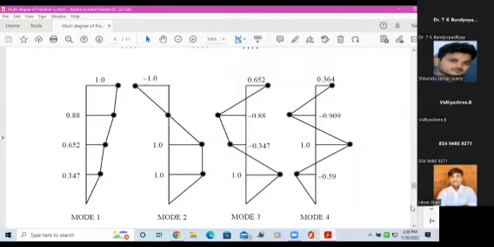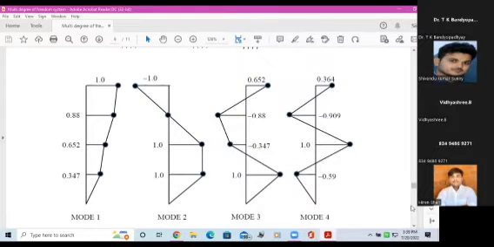Okay, third mode, you can see the building is deflected to the right, to the left, again to the right. So 0.652, minus 0.88, minus 0.347, 1 to the right again is mode 3. So in mode 3, the deflected shape intersects the mean position 2 times, 1 less than the mode number. Okay, and mode 4 will intersect the mean position 3 times, 1 less than the mode number itself.